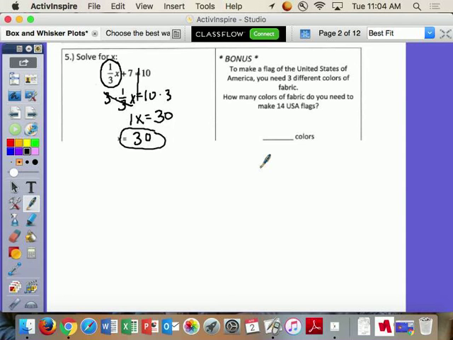To make a flag of the U.S., you need 3 different color fabrics. How many colors of fabric do you need to make 14 U.S. flags? How many? You're making the same flag just 14 times. You still only need 3 colors.